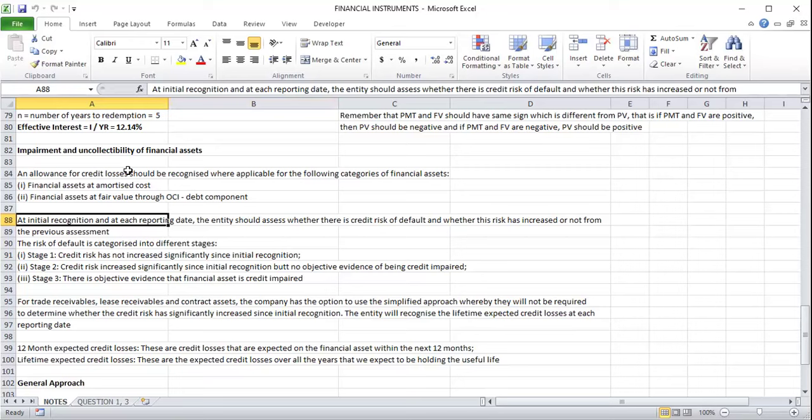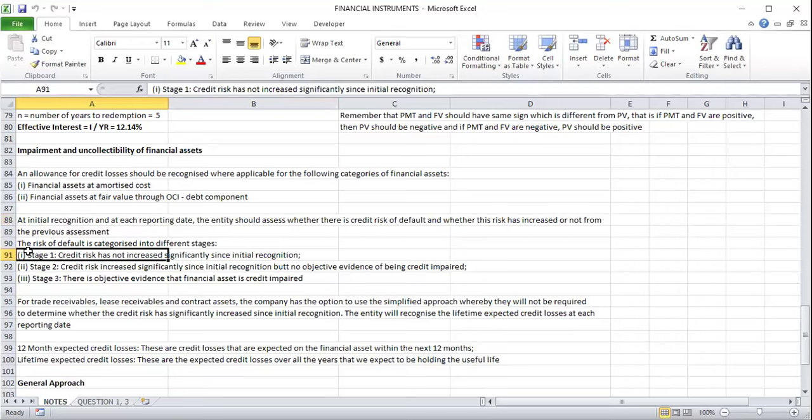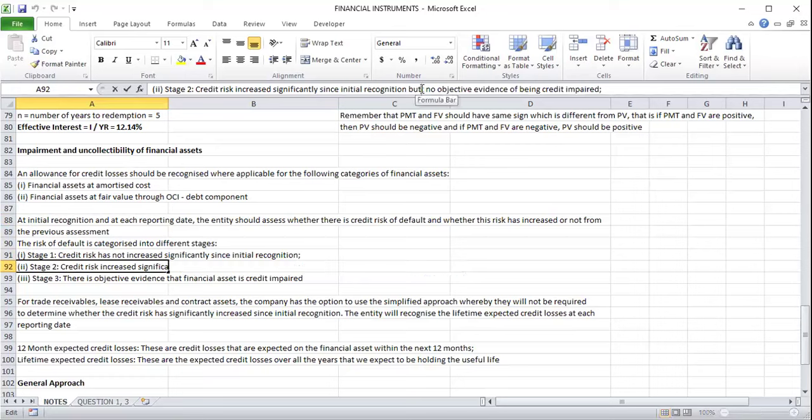Right, we have what we call stage 1. When we say stage 1, credit risk is not increased significantly. So we're saying it's just the normal risk that is usually associated with credit. There's nothing extraordinary about that risk. Then stage 2, credit risk is increased significantly. There is no objective evidence of being credit impaired.